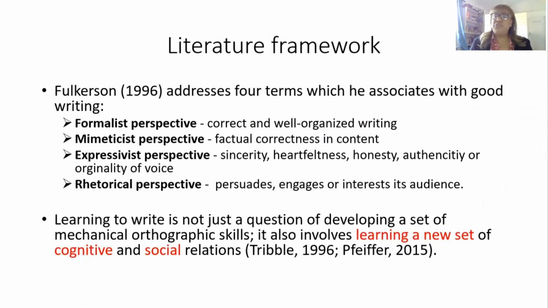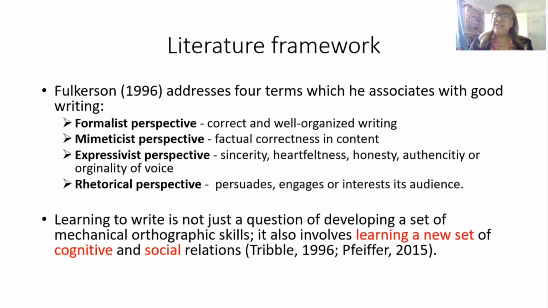So for my literature framework, I looked at what Fulkerson associates with good writing. So there's a formalist perspective that is associated with correct and well-organized writing. Then there is the mimeticist perspective, that's factual correctness in content. Then there is the expressivist perspective, where sincerity, heartfeltness, honesty, originality of voice. And then there's the rhetorical perspective, which persuades, engages, or interests its audience.